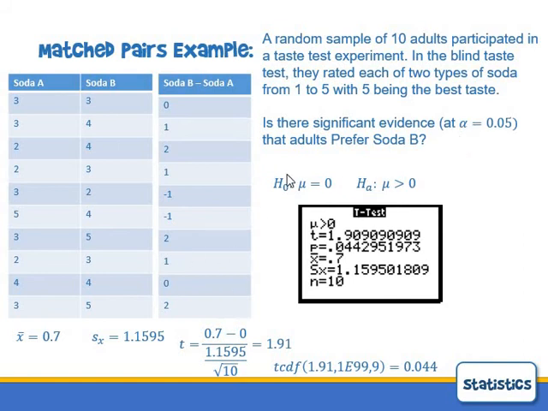And then your conclusion at alpha equals 0.05: we have significant evidence to reject the null hypothesis and conclude that yes, they prefer soda B. Okay? Yes, there is significant evidence that adults prefer soda B if this is truly a random sample.